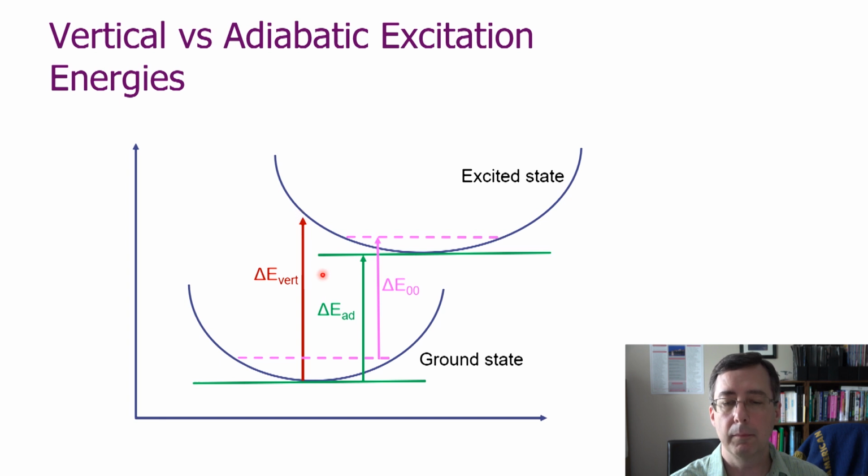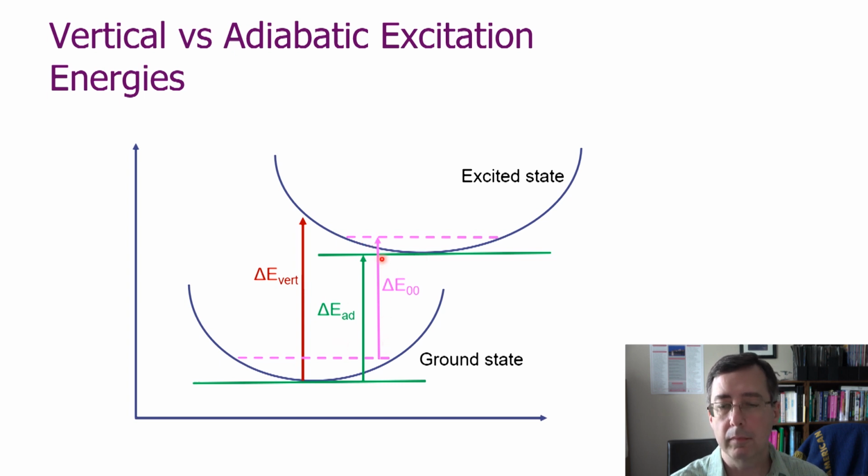I could instead measure the so-called adiabatic excitation energy, which is from the very bottom of this well to the very bottom of this well. If I want to measure that, then I have to know what the minimum on this excited state potential surface is. So I would have to minimize the excited state surface with a geometry optimizer. And some programs can handle that and others cannot. It depends on the details of the program and the level of theory you want to employ.